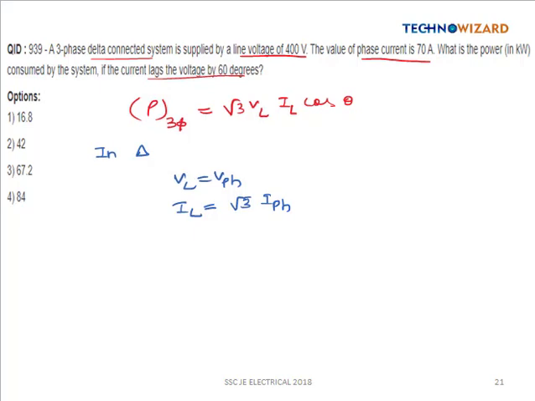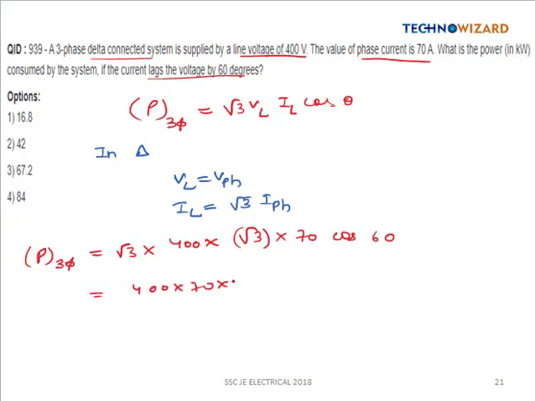So let us find out the value of the power. This will be equal to root 3. In the question, line voltage is given, which is equal to 400 volt. So line current will be equal to root 3 times the phase current, which is 70 ampere, and cos theta, where theta is the angle between the voltage and current, is equal to 60 degree. So this will be equal to 400 into 70 into 3, and cos 60 is 1 by 2. So this will be equal to 42,000 watt. We have to find the answer in kilowatt, so this will be equal to 42 kilowatt. So option B is the right answer.